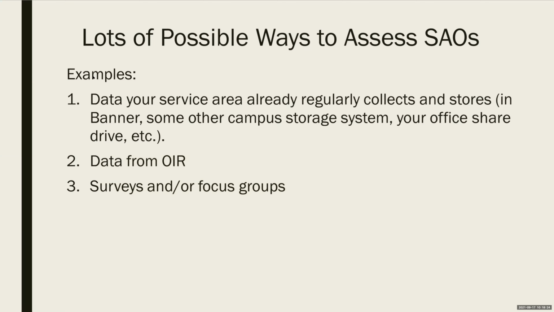There are lots of different ways to assess SAOs. A few examples that we're going to go over today. You could use data your service area already regularly collects and stores. Maybe you store stuff in Banner, some other campus storage system, your office share drive, but all of the service areas are often collecting some sort of data already. That can just be used, that existing data, to assess SAOs.